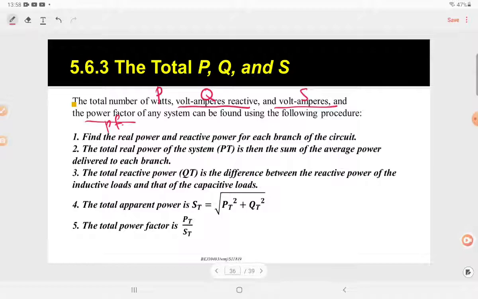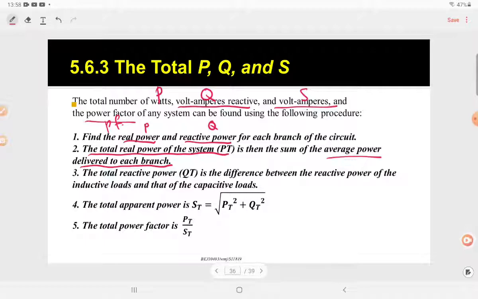The first one: you need to find the real power and reactive power for each branch of the circuit. When we say real power, remember it is P, and the reactive power is Q. So you need to find this P and Q for each branch of the circuit. Next, you need the total real power of the system, right? The total power, PT, is the sum of the average power delivered to each branch. So the total power is your total average, or real, power.